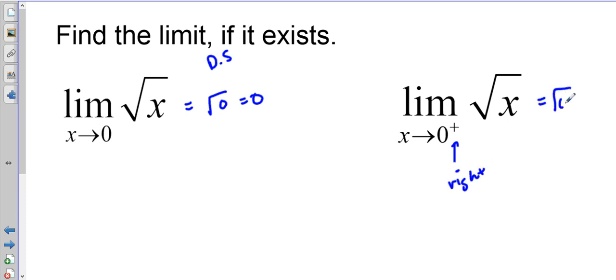That would also get the square root of 0, which would be 0. Now, this is correct. However, this one actually does not exist. How do we know that?